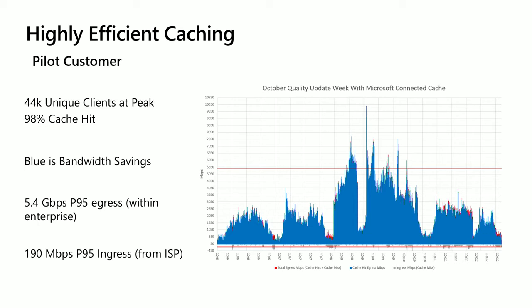And if you look at the blue, that's the bandwidth savings that this particular client saw, right? And if you look below the line there, that little gray, that's the ingress. So that's what's coming into the network. That's what the connected cache had to go out and fetch and get. So we see that this is highly efficient, right?